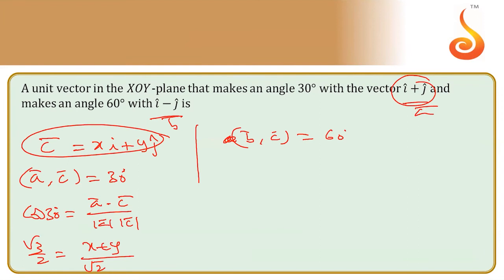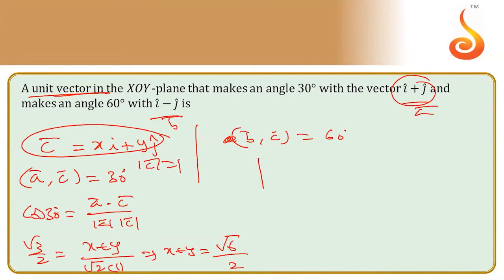Modulus c is a unit vector, so modulus c is 1. Therefore, x plus y equals root 3 by root 2, or root 6 by 2 also, because the options are given in root 6 form. You can take root 6 form. Cross multiply: root 6 by 2, that is x plus y.